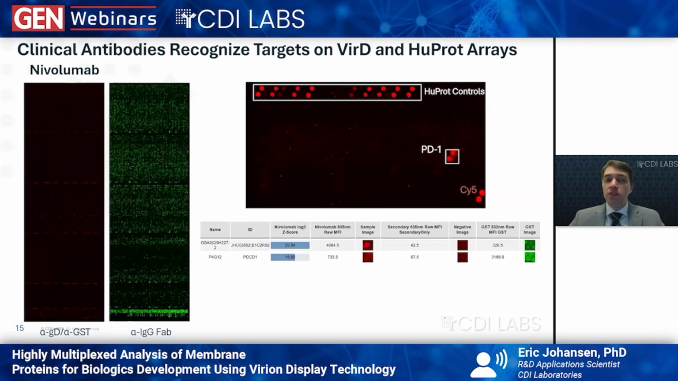We see something similar for nivolumab, in which it too only recognizes a single target, being PD1, across the entire HuProt collection. Down below, we can see that there is another hit here. Sometimes what will happen with these arrays is a fleck of dust will remain, cause artifacts and fluorescence, but we know that this is not a real hit since the fluorescent pattern doesn't match what the printed proteins should look like.